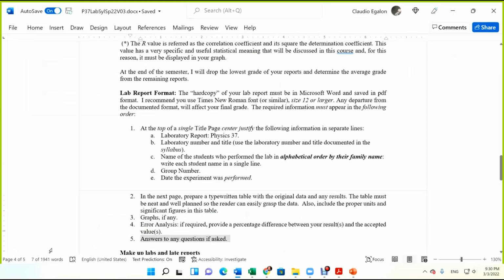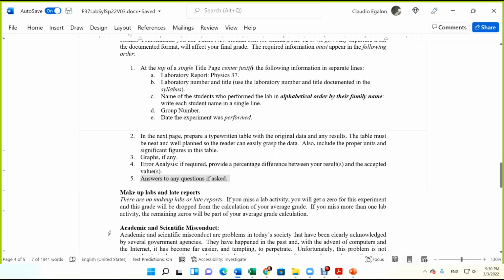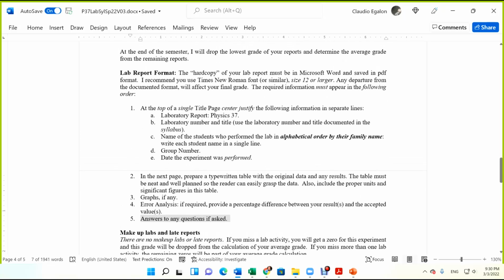Take a look at the lab report, and if there are any questions, answer the questions there. Make sure you do a nice, neat document that's easy to read, and it's going to look good.